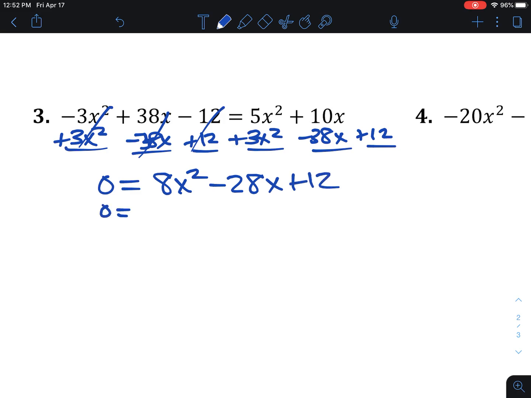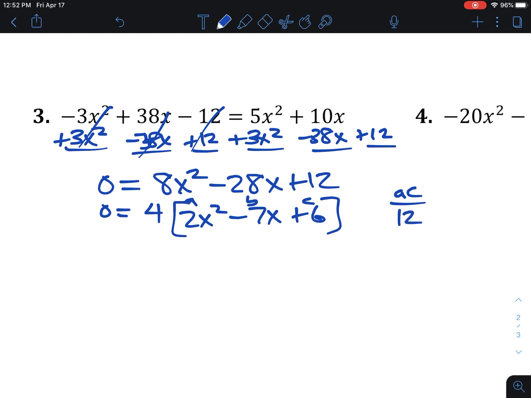I see another GCF here. They're all multiples of 4. So we're going to take that out front to make it easier to work with. Now we've got smaller numbers for a, b, and c. So for a times c, that would be 2 times 3, which is 6. Oh, hold on. That's a 3. Let's try again. Should be 6.